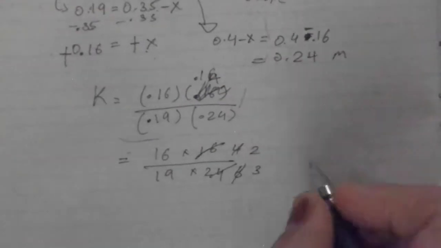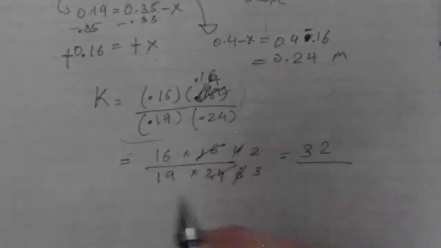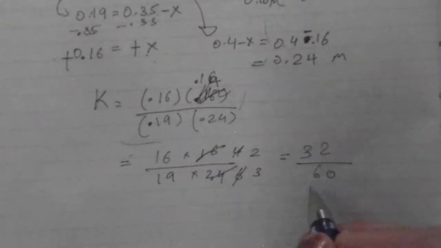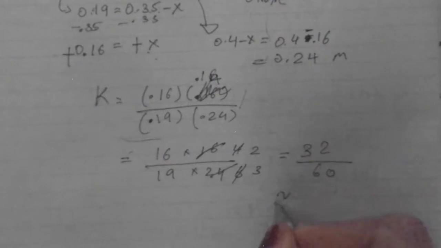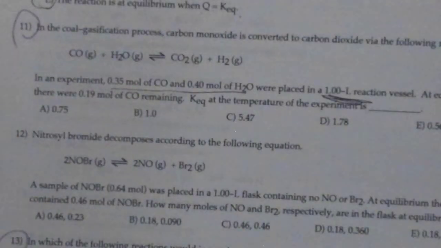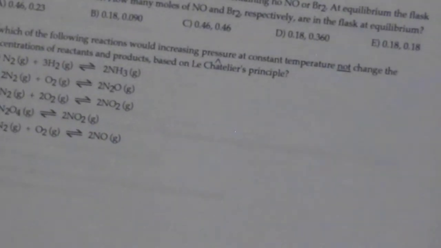So 16 times 2 is 32. You can say approximately 20 times 3, about 60, about half-ish, approximately 0.5. So we're looking in here for about 0.5 for answers, and we found one. 11 is E. Now 12, I think we're okay with that one. I didn't have a question on it. That should get you a B.